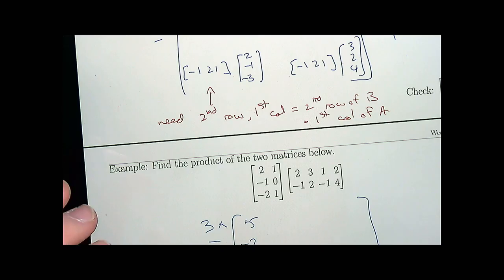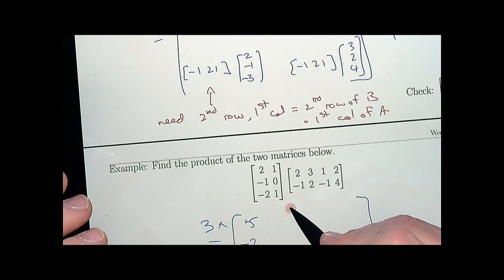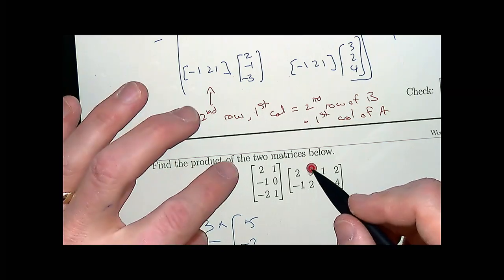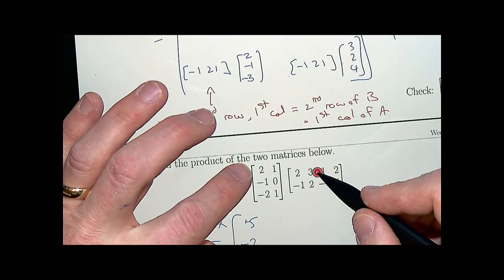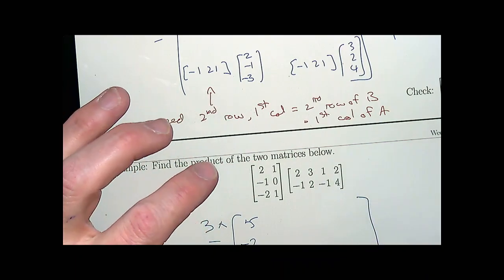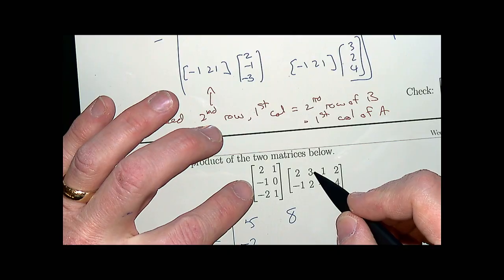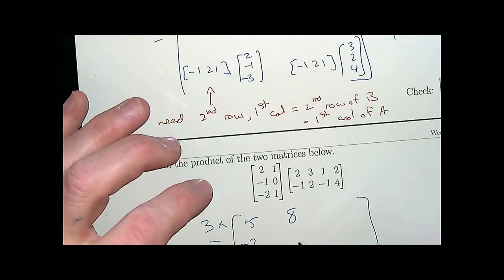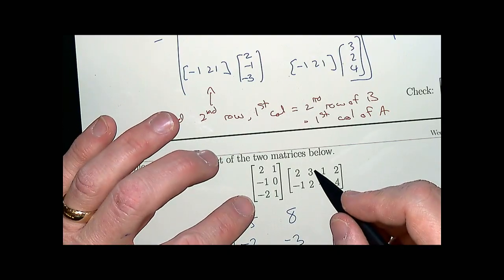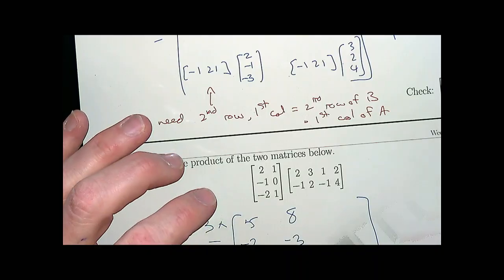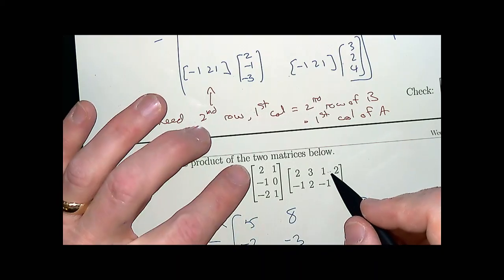Then we move on to the second column in this matrix. That'll give us the second column in our output matrix, and we just go row by row. So 2 times 3 is 6, plus 2 is 8. Next row, negative 1, so that's negative 3. And then negative 6 plus 2 is negative 4. And keep repeating.